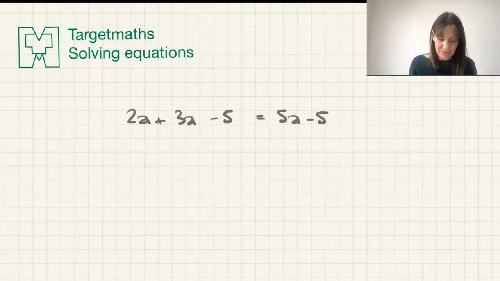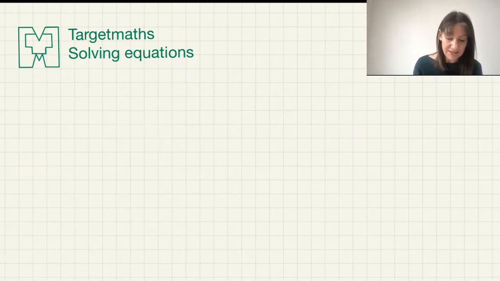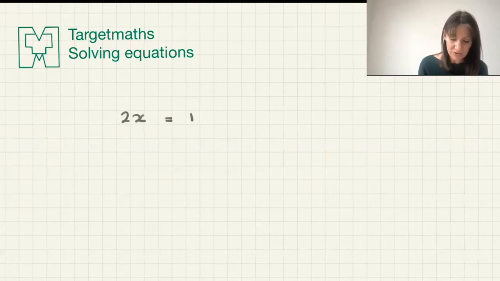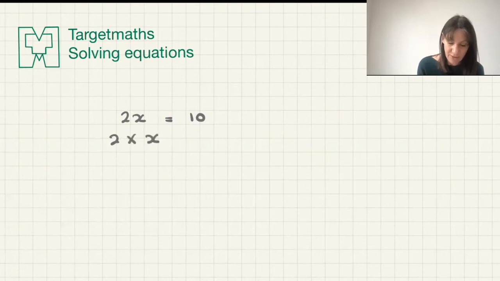It also, and this is really significant, that question has no equal sign anywhere. I'm not actually being asked to solve. I'm being asked to simplify, to tidy and neaten things up. So equations are recognizable through the very fact that they have an equal sign. So 2x is equal to 10. 2 times a number I don't know equals 10.